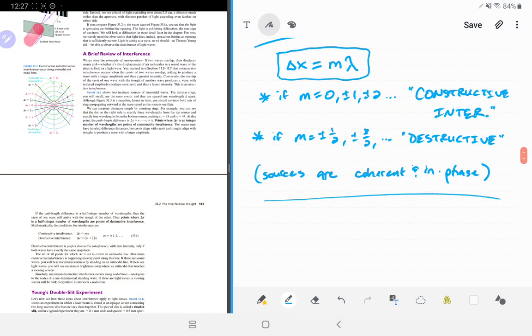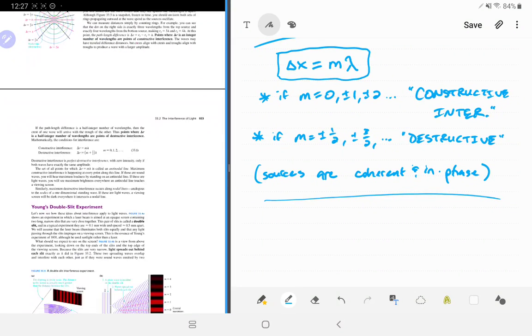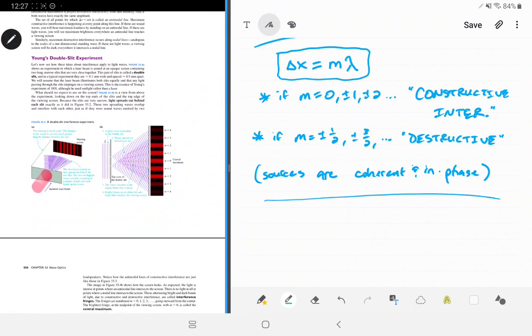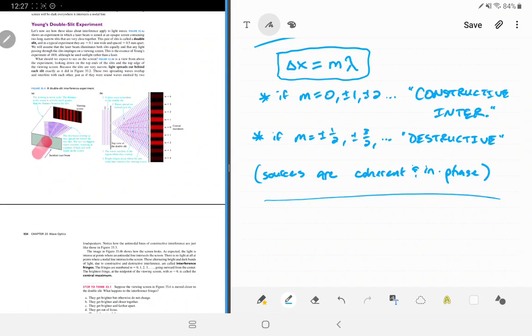Okay, so that's the reminder of interference that we talked about in the chapter 17 video on interference. It's the same thing going on here. It's just a wave phenomenon. We just happen to be focusing on light here.